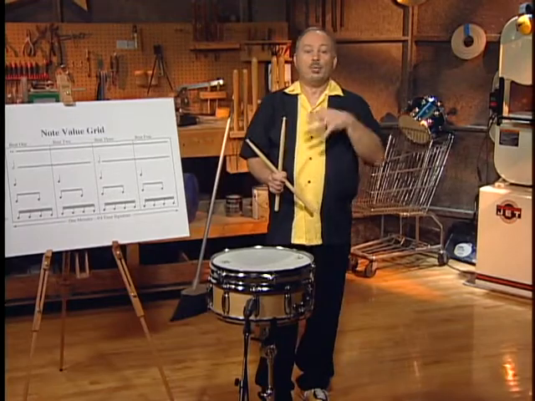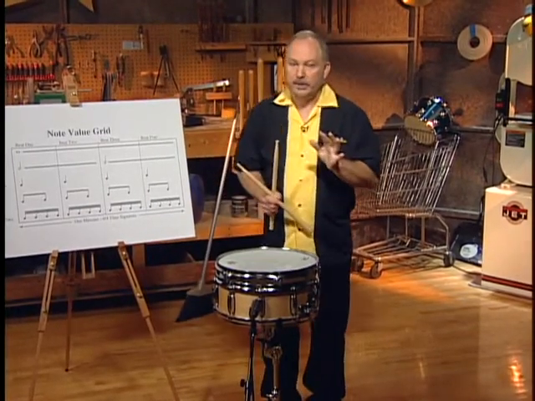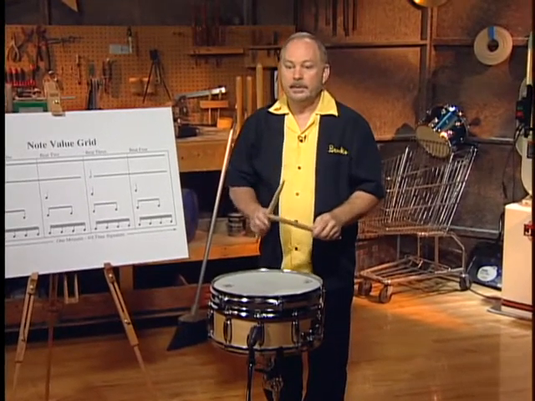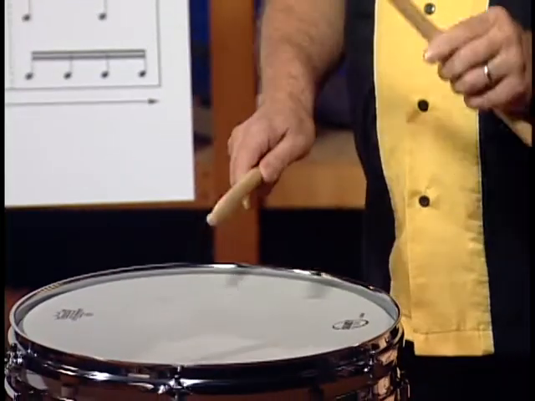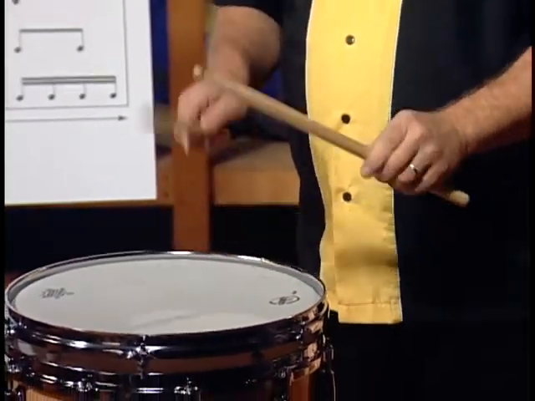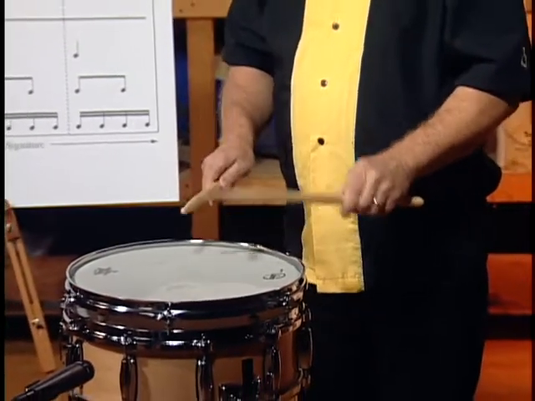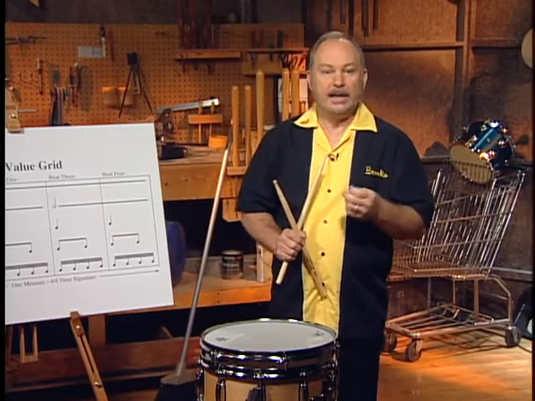Okay, now we're going to go down to exercise number 4. Again, no click, very slow. Here we go, and this is in 3/4. 1, 2, 3. 1 E and a 2, a 3, and 1 E and a 2, a 3, and 1 E and a 2, a 3, and 1, a 2, a 3. So there are some simple dotted eighth note rhythms.